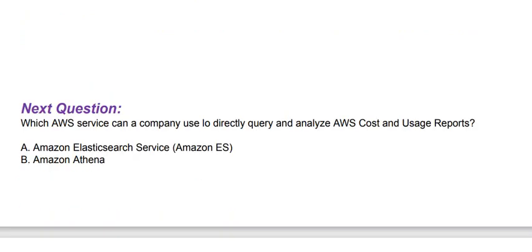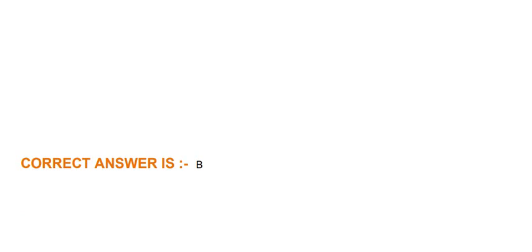Next question is, which AWS service can a company use to directly query and analyze AWS cost and usage reports? Option A, Amazon Elasticsearch Service. Option B, Amazon Athena. Option C, Amazon Aurora. And option D, AWS Glue. The correct answer is option B.